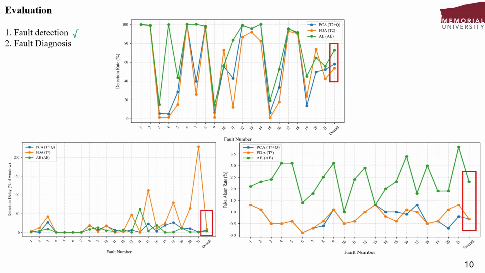Also, for the fault detection rate, we can define three metrics: detection rate, detection delay, and false alarm rate. As you can see, the overall situation of each method's fault detection is mentioned in the red area. As you can see, the autoencoder is better than the others because of its ability to capture the nonlinear situation of the system.